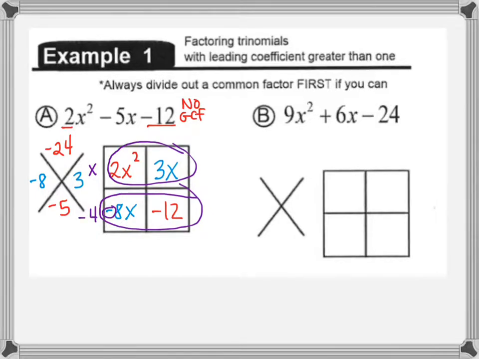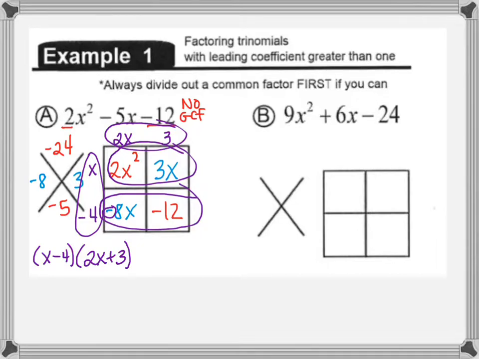I could do the same thing with the columns, but sometimes it's easier to think x times what is 2x squared if I'm looking at my first row? 2x. x times what is 3x? 3. I could check it with my bottom row. Negative 4 times 2x gave me my negative 8x. Negative 4 times 3 gave me my negative 12. You might recognize this if you learned to multiply polynomials with a box. But now I have my factors. 2x minus 4 is not it; x minus 4 is one factor, and 2x plus 3 is my other factor. So A factors as x minus 4 times 2x plus 3.